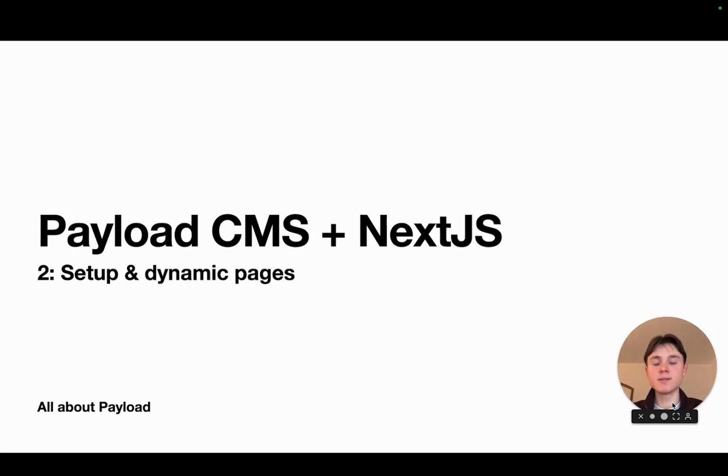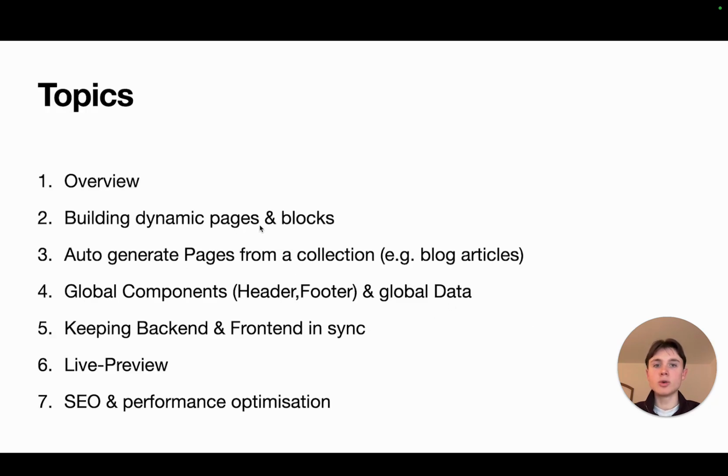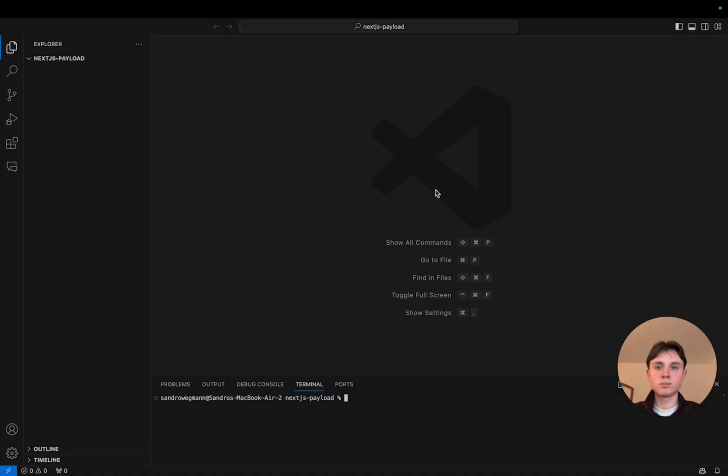This is the second video of our series where you're going to learn how to build a website using Payload CMS and NextJS. Today we are going to learn how we can build dynamic pages and blocks, and we're also going to set up our project. To get started, I've created an empty repository and opened up a terminal session.